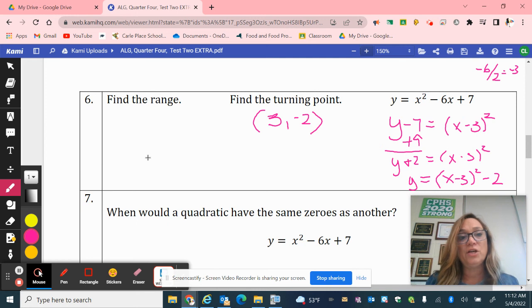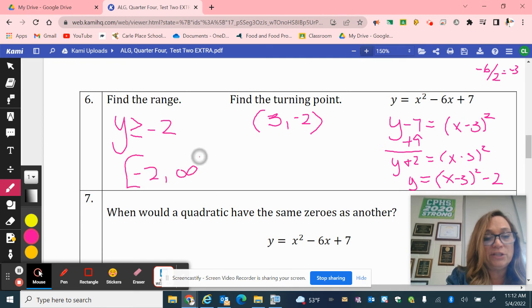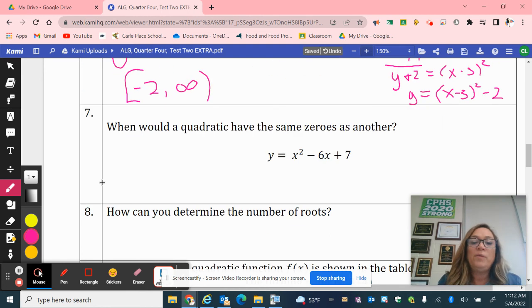Okay, find the range. So remember, it goes down to negative 2. It stops, it turns, it goes up. So we would say y is greater than or equal to negative 2. You can also write that in interval notation like so. Okay? All right.